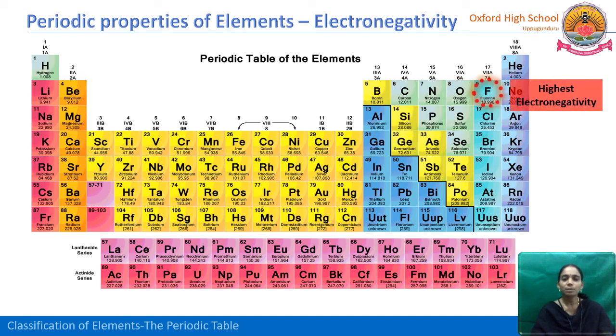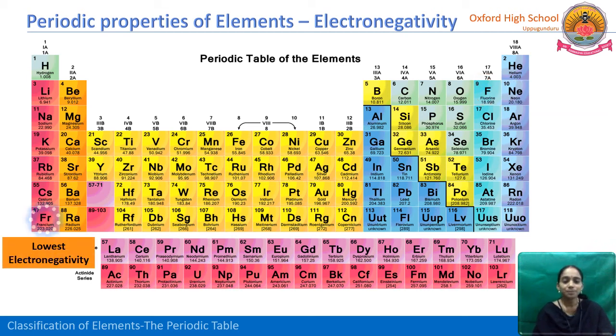In the whole periodic table, the highest electronegativity value is for fluorine, whereas the least value is for francium.